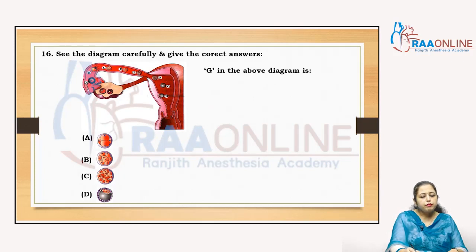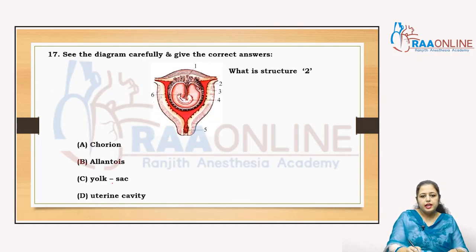In the next diagram we will see, after the formation of the blastocyst, this is the inner cell mass, and the trophoblast cells are formed. Now here the trophoblast cells get merged with the uterine epithelium in that particular H region. So that G in the above diagram is that. Clear? That is the D. Clear? Now come to the next.